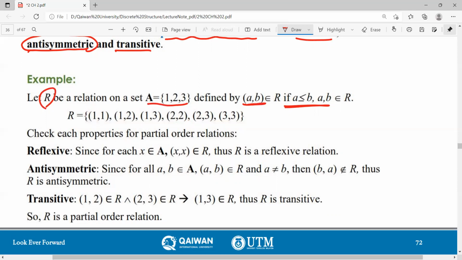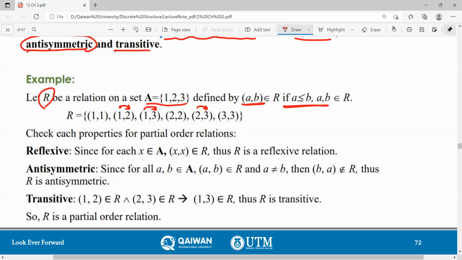For symmetric, here we have 1 and 2. Do we have 2 and 1? No. We have 1 and 3. Do we have 3 and 1? No. We have 2 and 3. Do we have 3 and 2? No. We have only one way arrows. We have 1 and 2, but we have no 2 and 1. We have 1 and 3, but we have no 3 and 1. We also have 2 and 3, but we have no 3 and 2. That means all the arrows are in one direction.